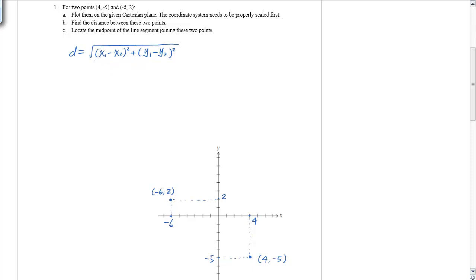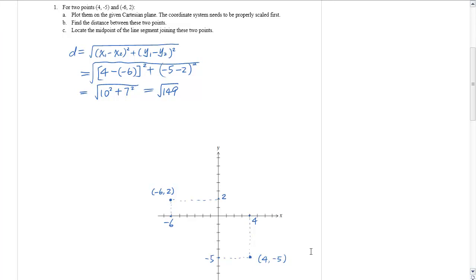So now let's just plug in the numbers. x1 is 4, x2 is -6, so minus -6. y1 is -5. y2 is 2, so minus 2. So we will have 10 squared plus -7 squared, which is the same as +7 squared. So that equals the square root of 149. It doesn't seem like we can simplify this, so you can just keep the answer like this, and that's fine.